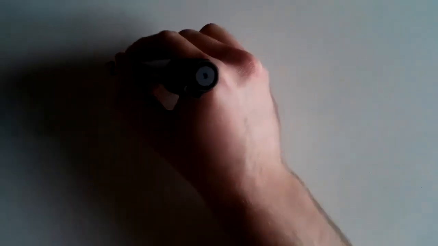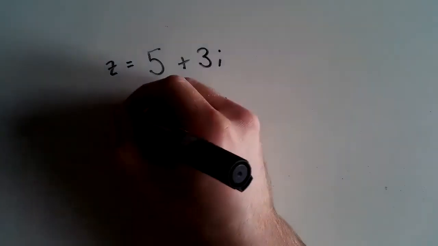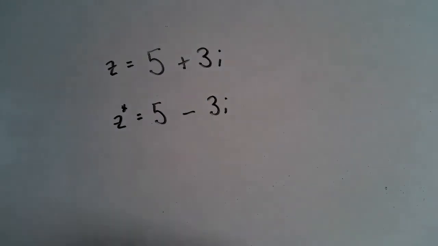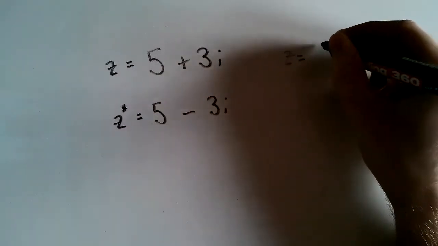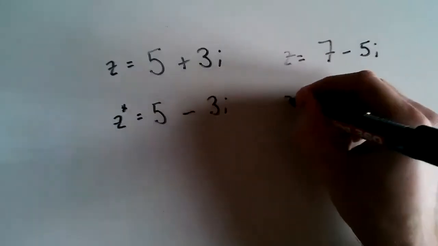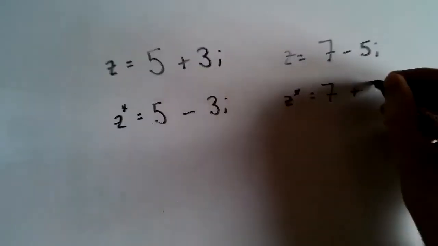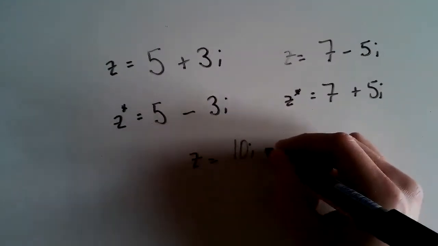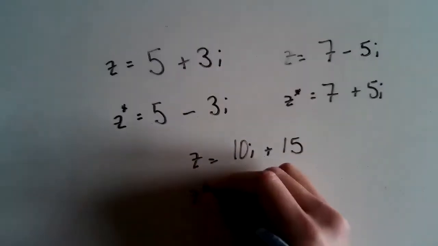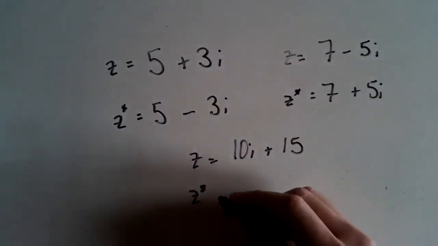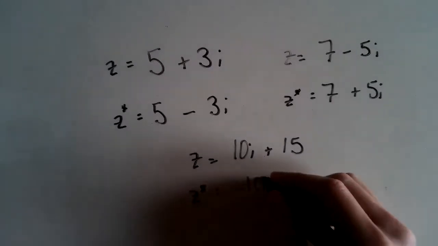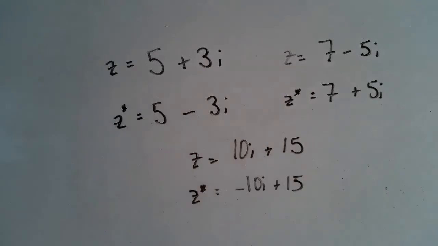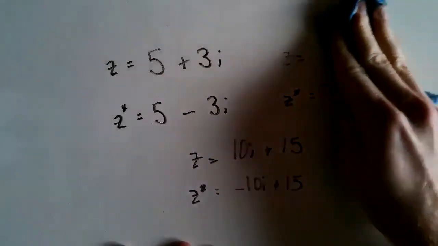So if this here is my z, then the notation we use is z and a little star. So z star is that. So if z was equal to 7 minus 5i, my complex conjugate would be 7 plus 5i. If my complex number was 10i plus 15, what do you think my complex conjugate would be for that one? Minus 10i plus 15. It's always the imaginary part that we change. Okay. So let's see why that's useful.